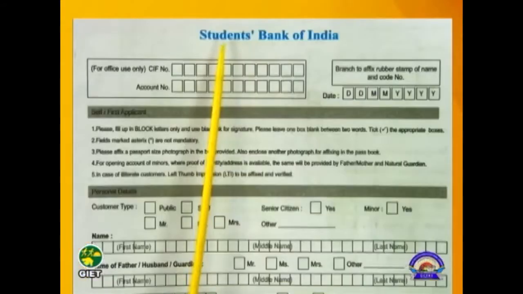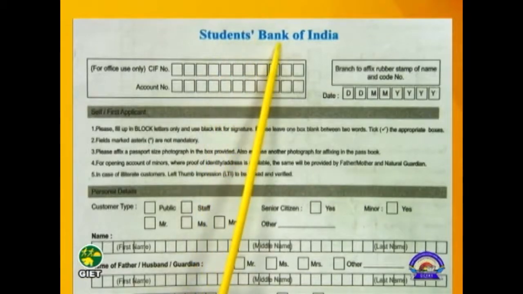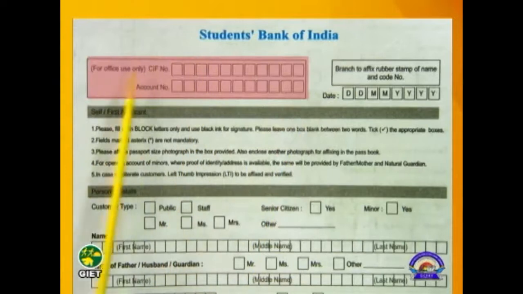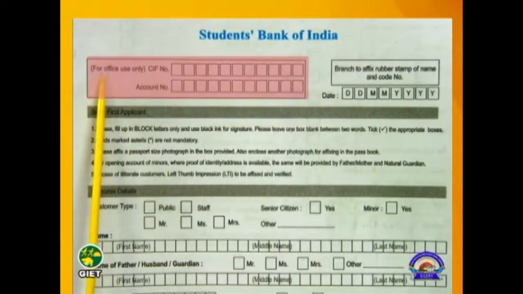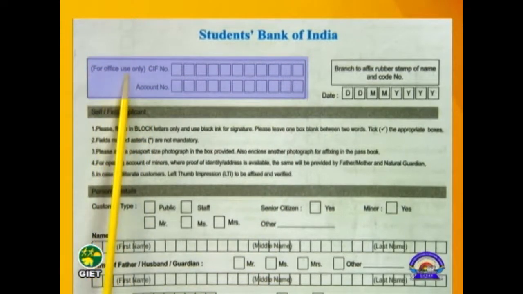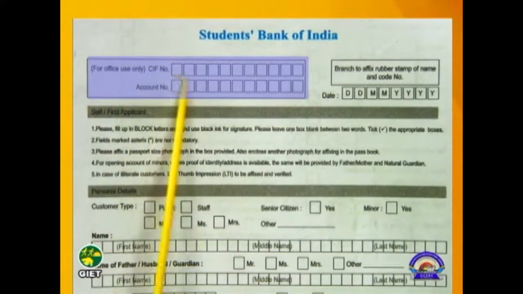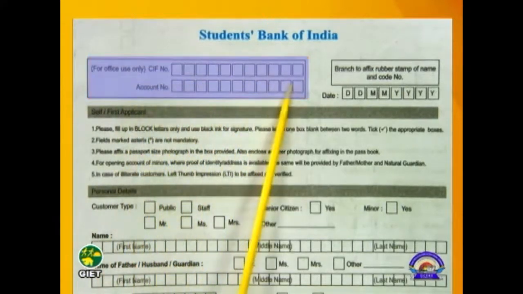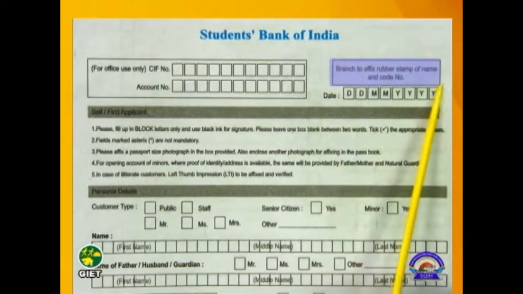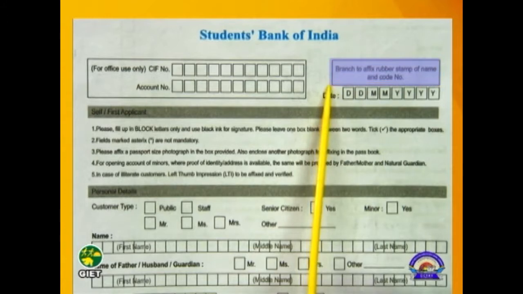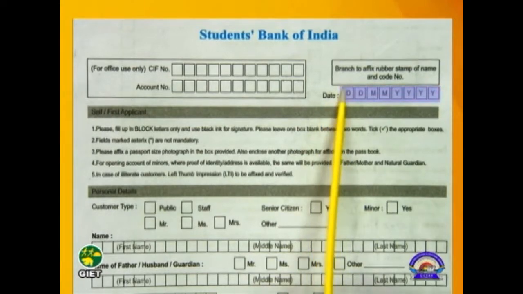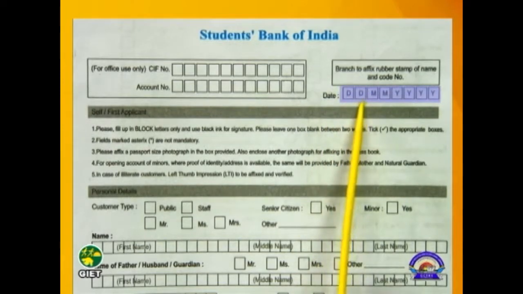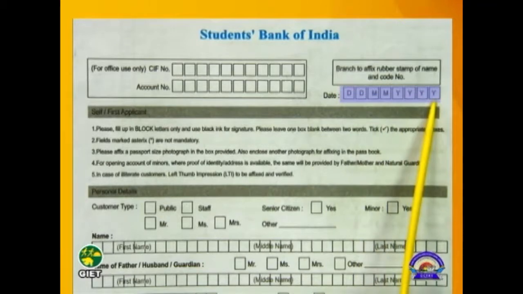Children, the name of the bank is Students Bank of India. Now children, look, this box is for office use. It means you don't have to fill this details. Now look at this box. This is also for office use. Children, see, here it is written date. You have to write the date, month and year.